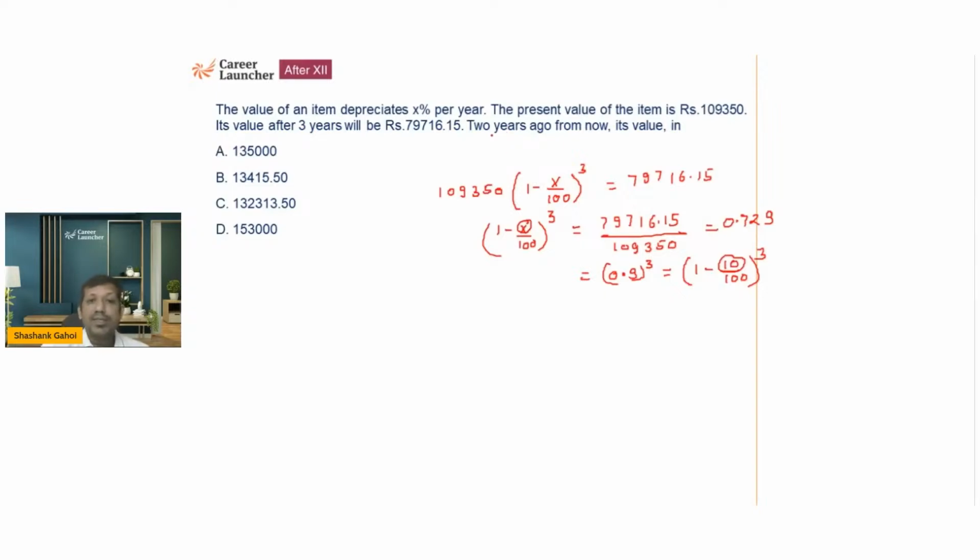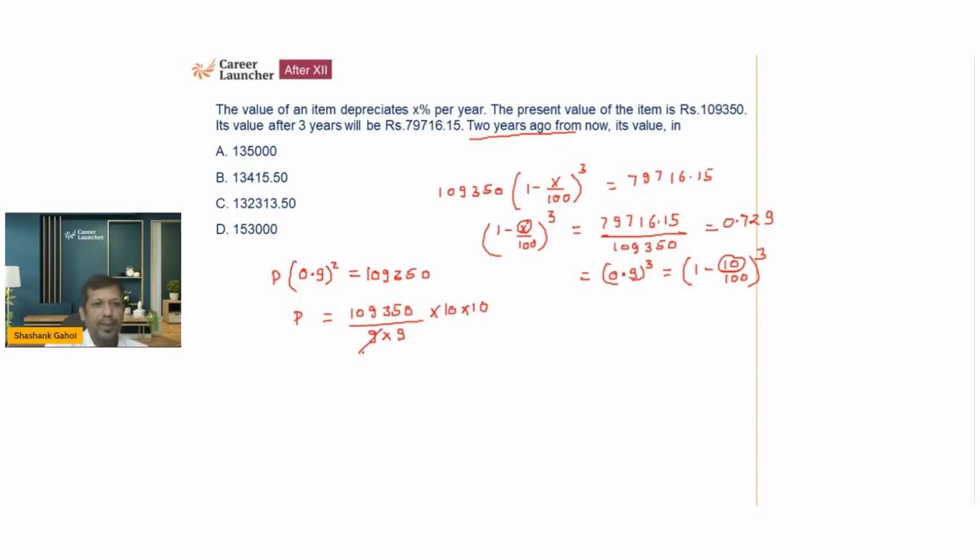Now the question is asking, 2 years ago, what was its value? Let's say 2 years ago the value was P. It is depreciating by 10%. So I'm going to say (1 minus 10 by 100), or I would say 0.9 whole squared, and that is equal to 109,350. Now P is equal to 109,350. Instead of 0.9, I'm going to write 9 by 10, so into 10 into 10.